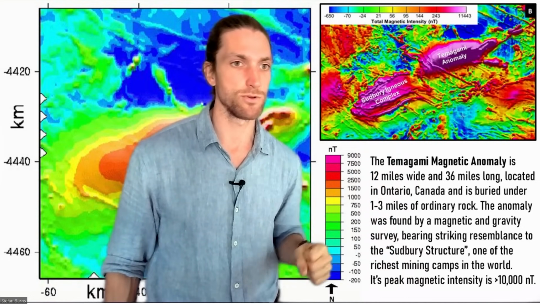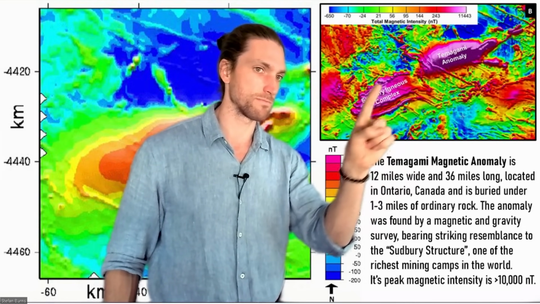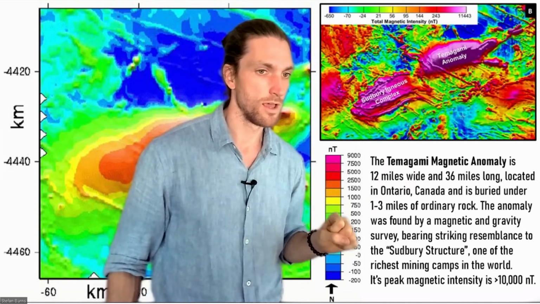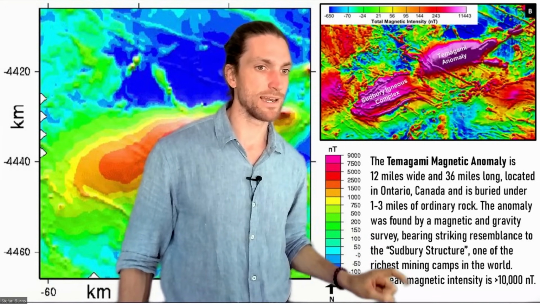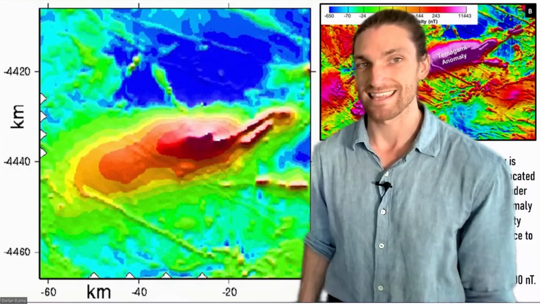It bears a striking resemblance to the Sudbury structure. It's located right next to it, of course. You can see just how, they're like twins almost. And its peak magnetic intensity is greater than 10,000 nanotesla.